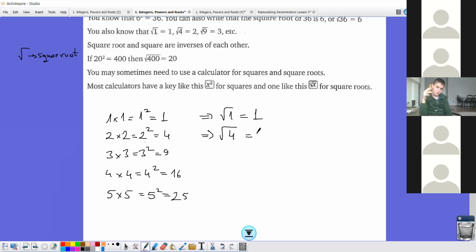The square root of 4 will be 2. Then we have the square root of 9, which will be 3. It's like dividing, but it's square roots. The square root of 16 is 4, and the square root of 25 is 5.